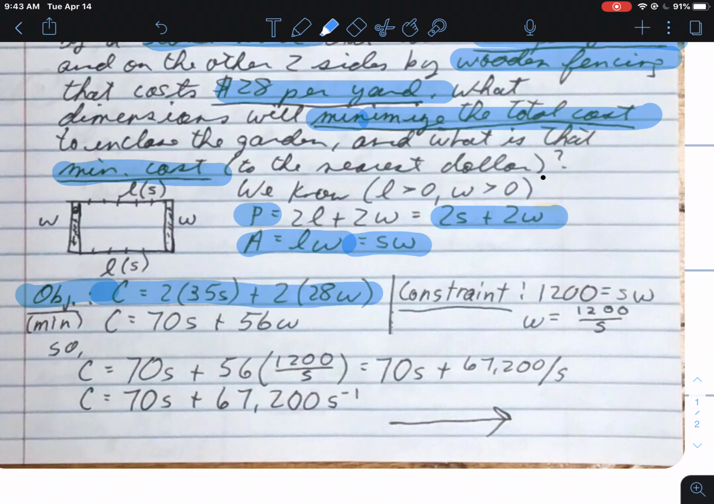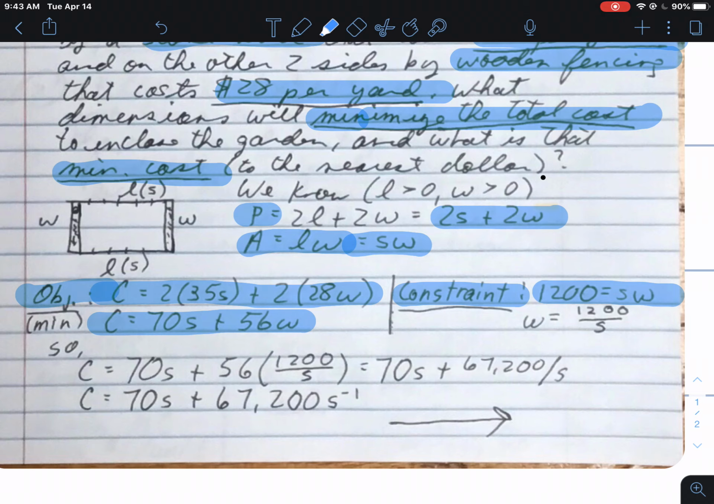That's the one that we're trying to ultimately minimize, right? We want to define the minimum cost. So first I just simplified that when it multiplied, and so I've got a cost function C equals 70S plus 56W. Now, that's our objective function, but it contains two variables, S and W. Your next step in the process, we need to express that function in terms of a single variable. And that's where the constraint comes in. That's where that other relationship comes into play, the fact that we know the area of that rectangle to be 1,200 square yards. So that's length times width, or in this case, S times W.